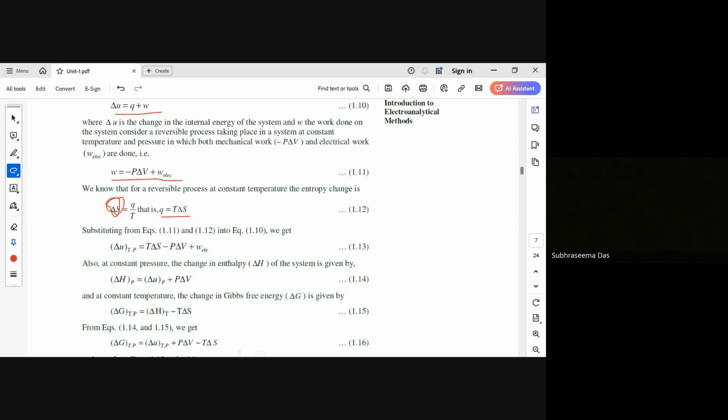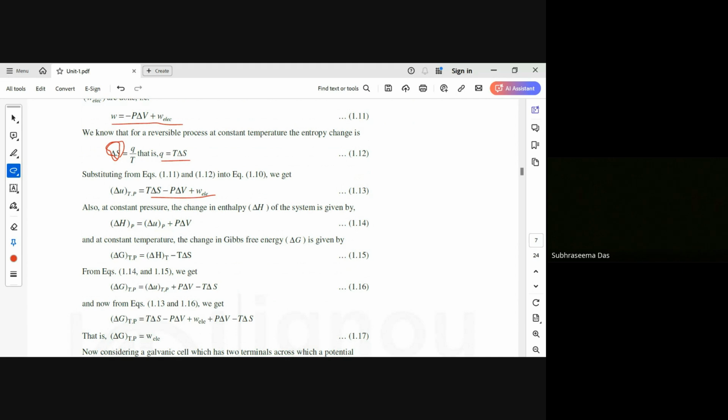Now substituting this in the equation for del U, we get that delta U at constant temperature and pressure is equal to T del S minus P del V plus W electric. Now also at constant pressure, the change in enthalpy, we know that del H at constant P is given as del U at constant P plus P del V.